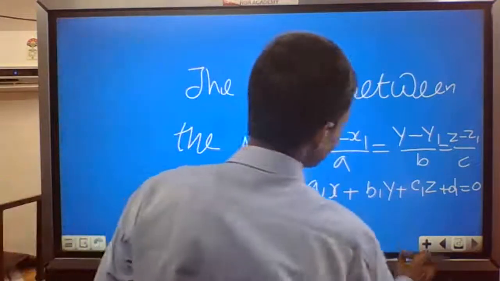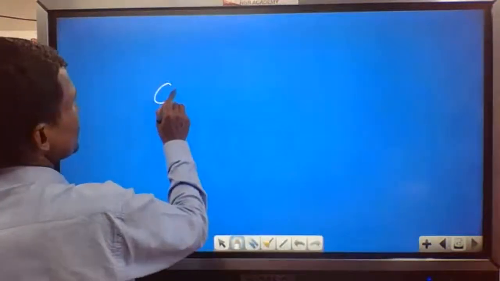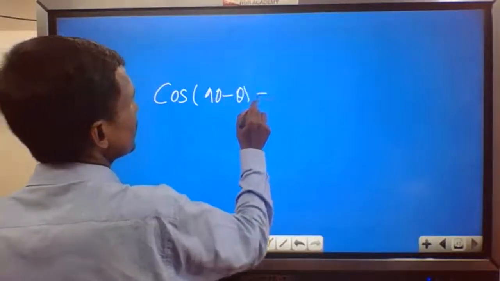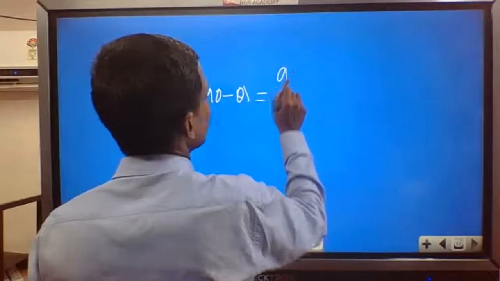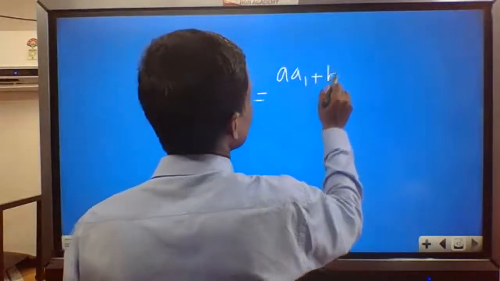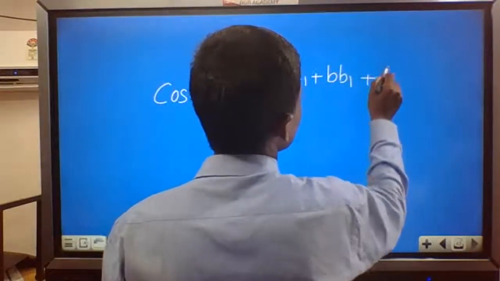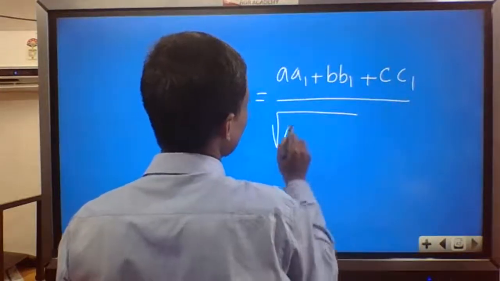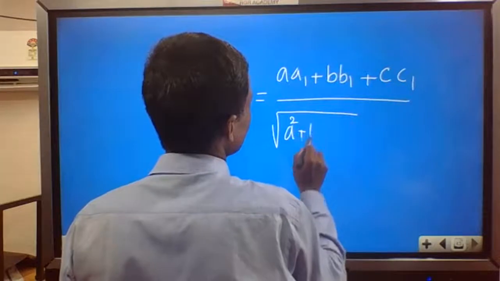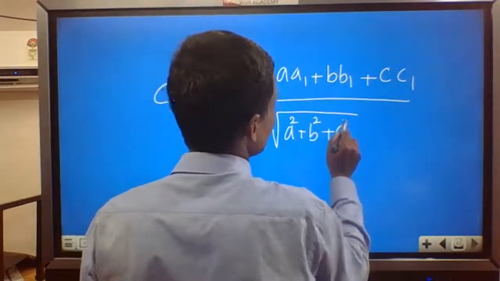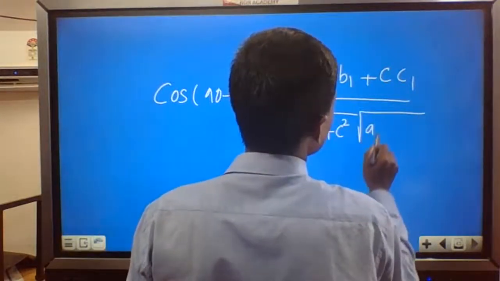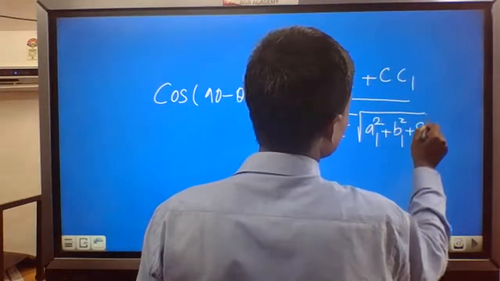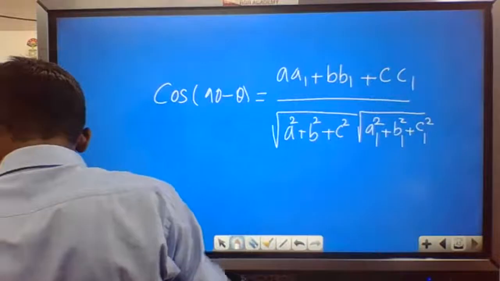So cos of 90 minus theta is equivalent to a1 a plus b1 b plus c1 c divided by root of a squared plus b squared plus c squared times root of a1 squared plus b1 squared plus c1 squared.